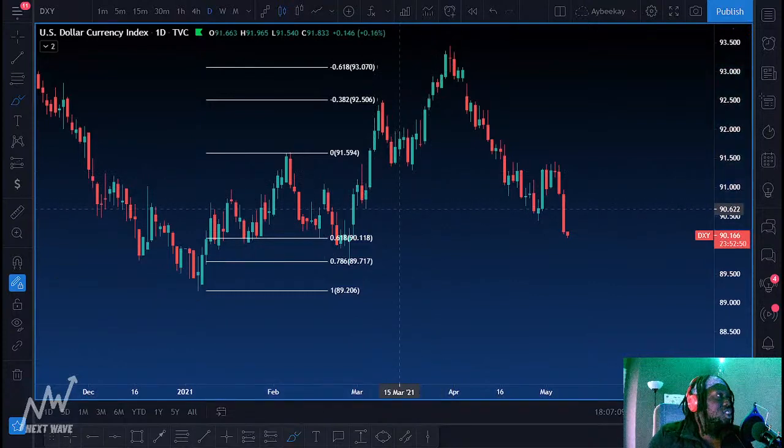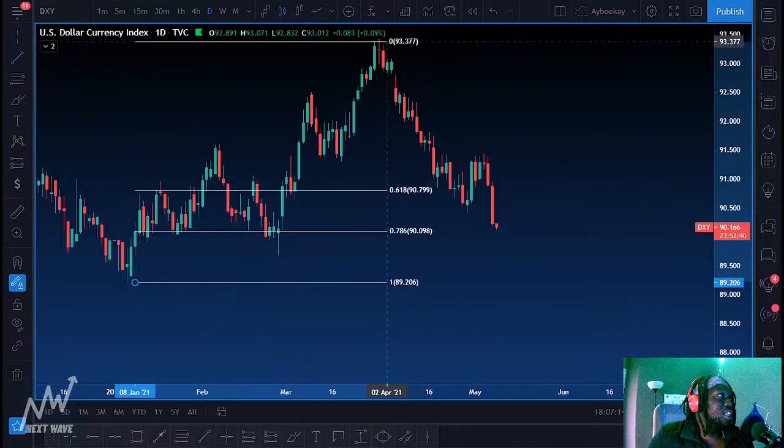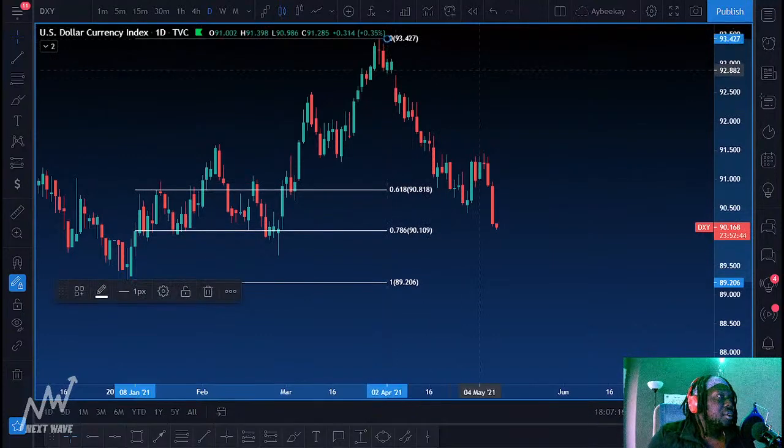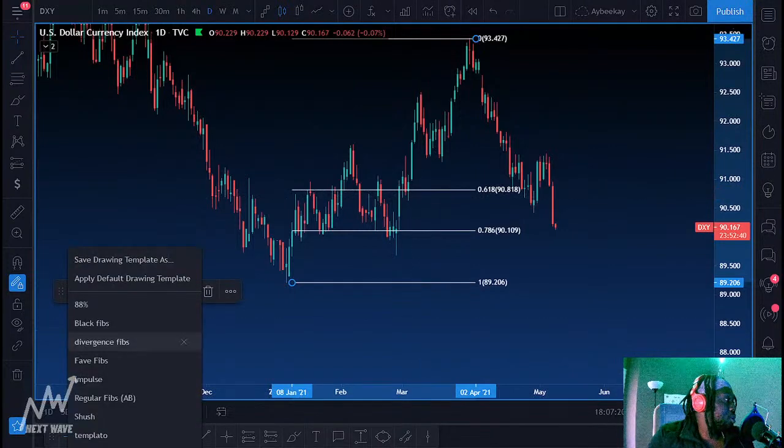But now with this move right here that I'm potentially seeing, although I know that is not that crazy to look at, we could still see that. First of all, let me change this real quick.